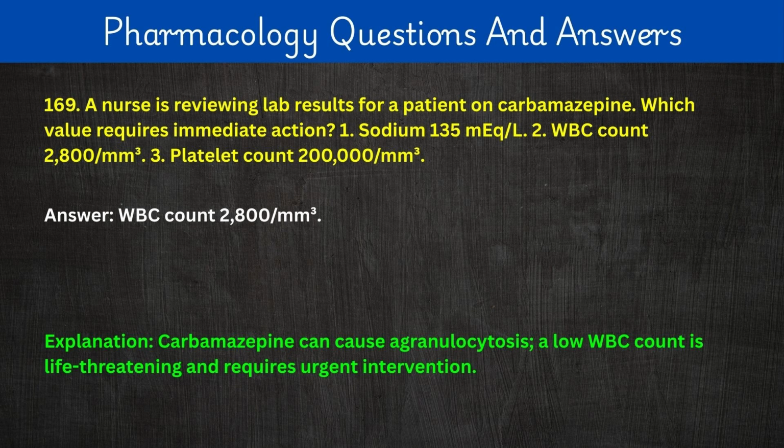169. A nurse is reviewing lab results for a patient on carbamazepine. Which value requires immediate action? 1. Sodium 135 mEq/L. 2. WBC count 2,800/mm³. 3. Platelet count 200,000/mm³. Answer: WBC count 2,800/mm³. Explanation: carbamazepine can cause agranulocytosis. A low WBC count is life-threatening and requires urgent intervention.